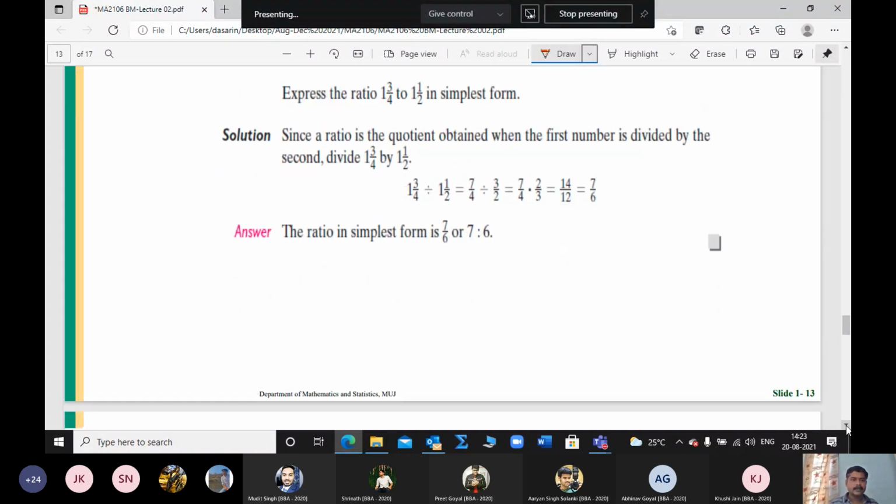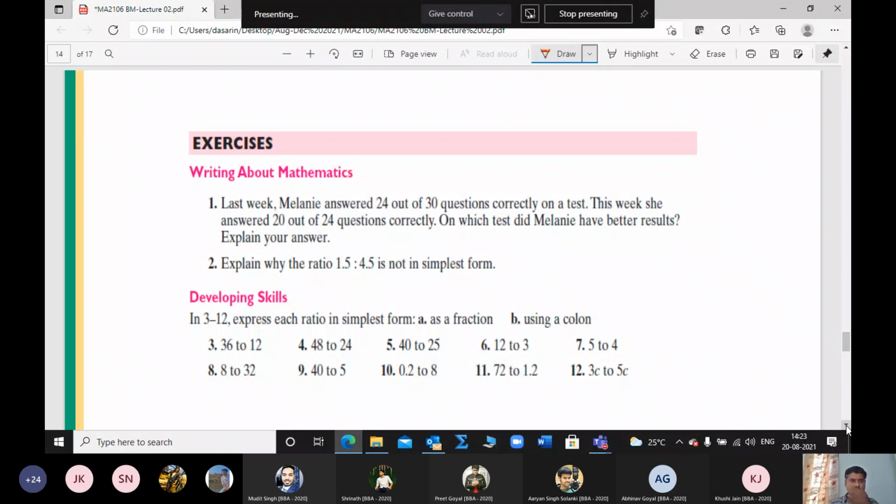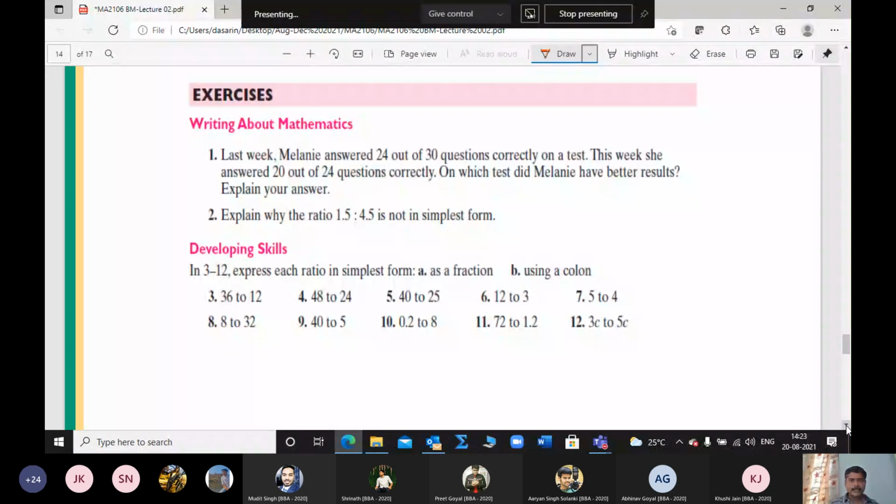So moving on to the other questions. Let me take the first question. I think we could solve only the first question. We'll take the rest of the questions next class, but I'll ask you to try these questions. Actually, these questions are very interesting and simple also.